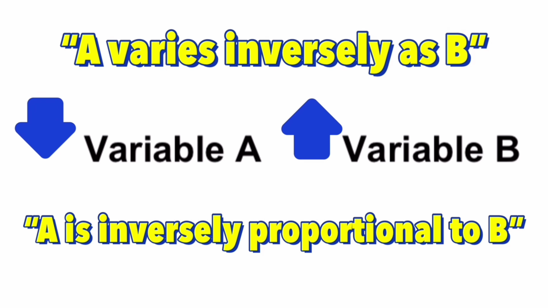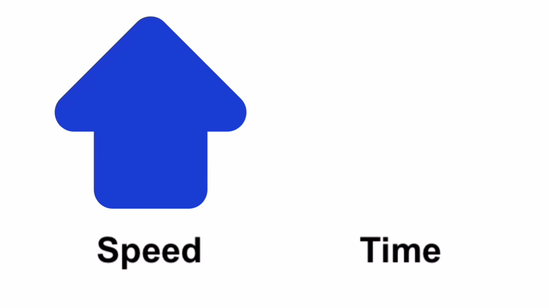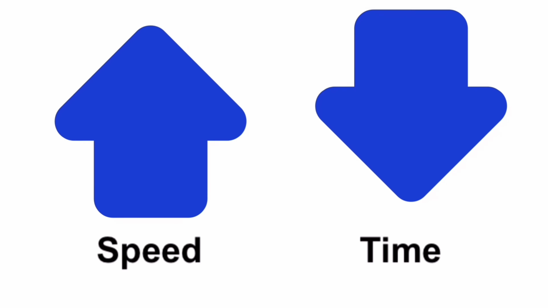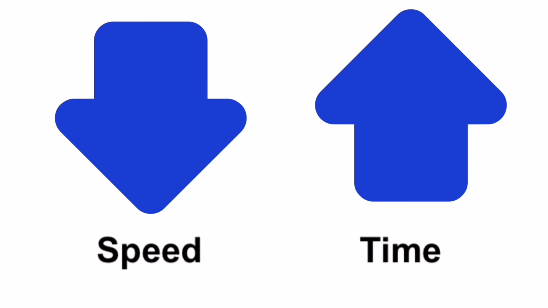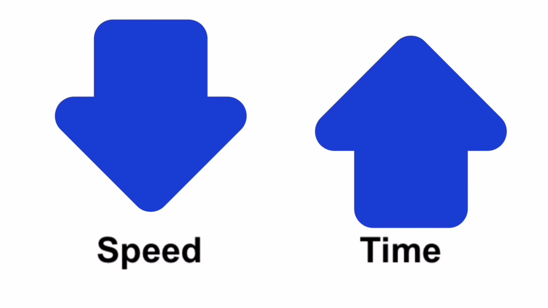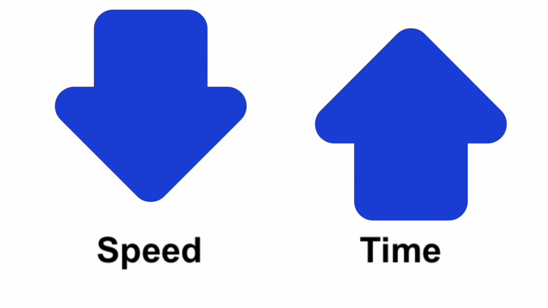Now let's look at some real-life examples of inverse variation. Speed and time are inversely proportional to each other, which means that if a car moves at a faster speed, then it takes less time to get to its destination. On the other hand, if a car moves at a slower speed, then it takes more time to get to the same destination. And that makes speed and time inversely proportional to each other.